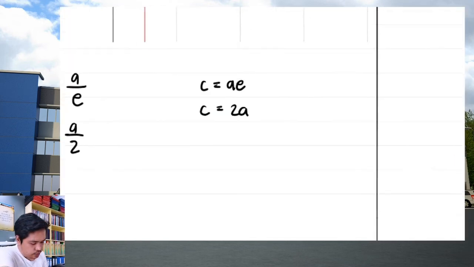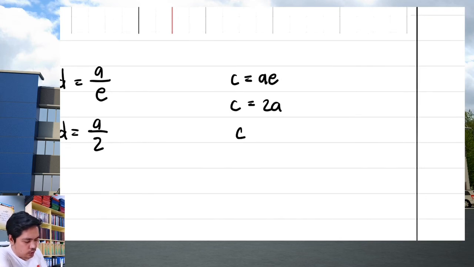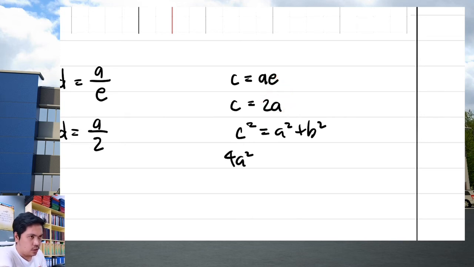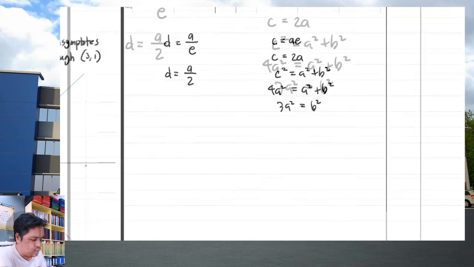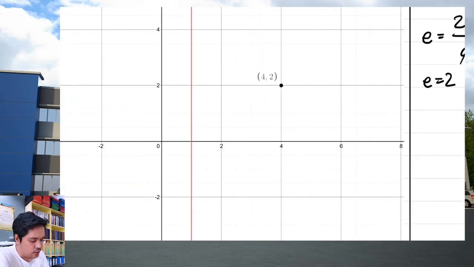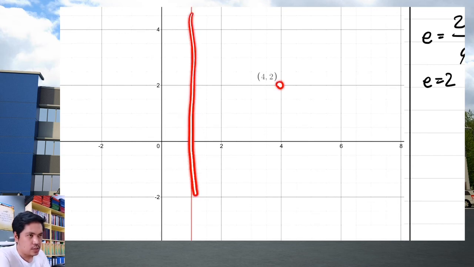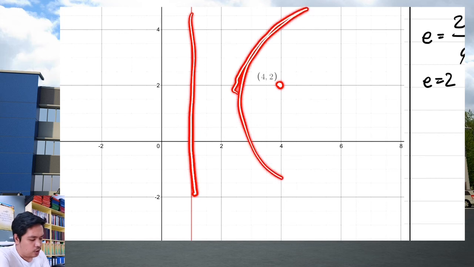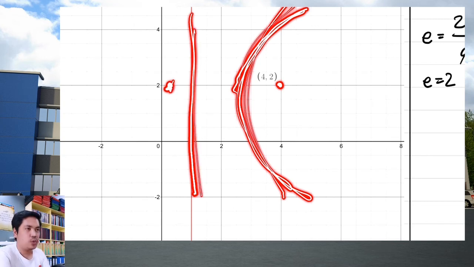Continue. So, since we know that c squared is equal to a squared plus b squared, c squared would be 4a squared if we raise this to 2. So that's equal to a squared plus b squared. So we'll have 3a squared is equal to b squared. But what we know here is that this is the focus and this is the directrix, so our hyperbola is opening again to the side. Okay? So our center is much smaller than x equals 1.